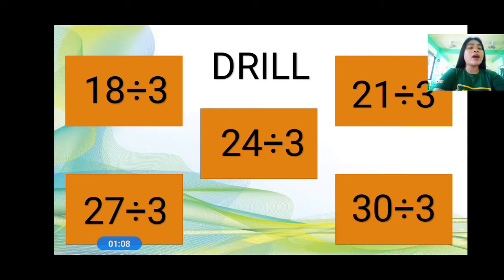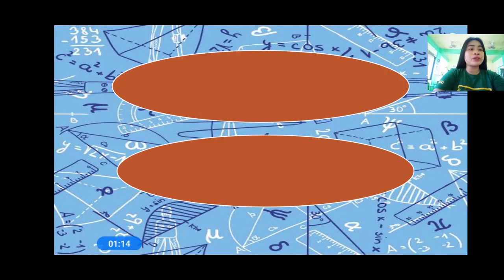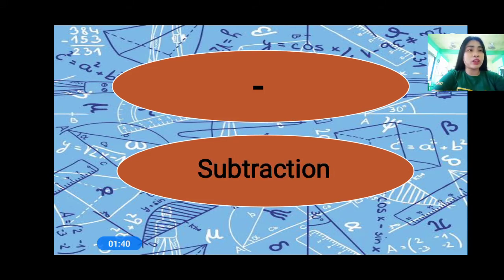Okay, so now I'm going to show you a sign, and then you're going to tell me what operation we are going to use when we see this sign. What do we call that sign? Okay, so that is a minus sign. If you see a minus sign, then what operation are we using? Okay, subtraction. Remember that if you see a minus sign, that is subtraction, meaning we are going to subtract.